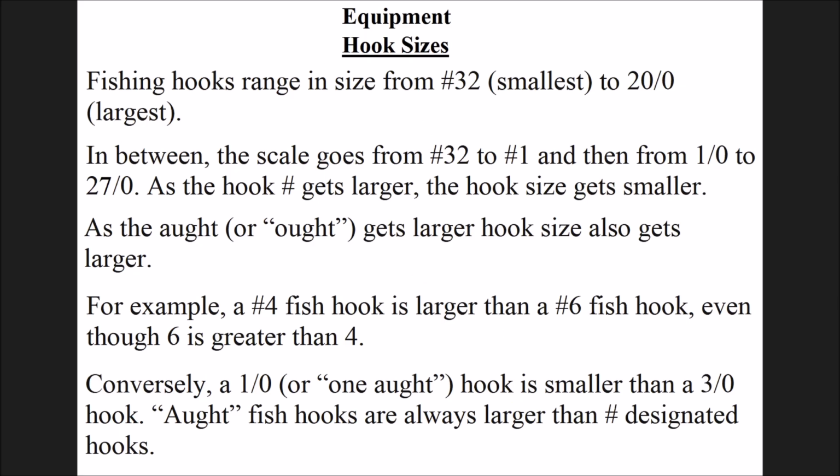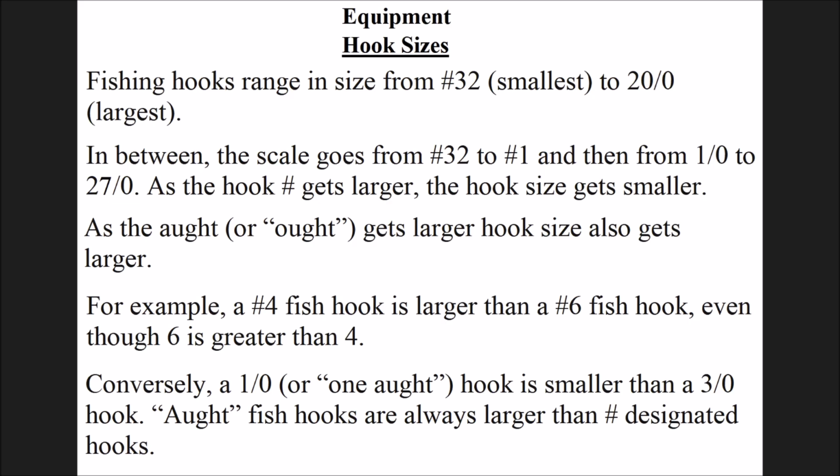Equipment, hook sizes. You will see this on the test. Fishing hooks range in size from number 32 smallest to a 20-aught or 20/0 largest. In between, the scale goes from 32 to 1 and then from 1-aught to 27-aught. As the hook number gets larger, the hook size gets smaller. So a number 30 hook is smaller than a number 18 hook. As the aught gets larger, hook size also gets larger. So a 1-aught is smaller than a 2-aught.